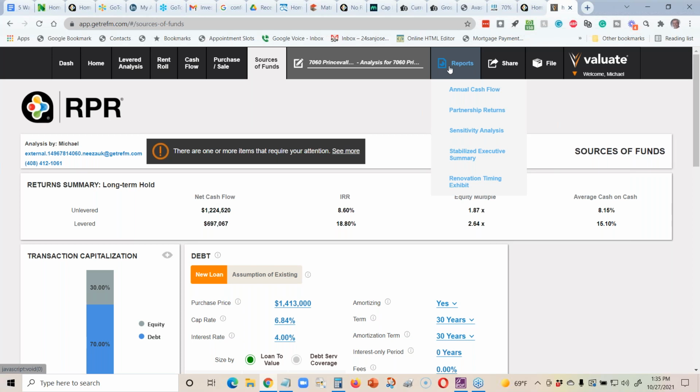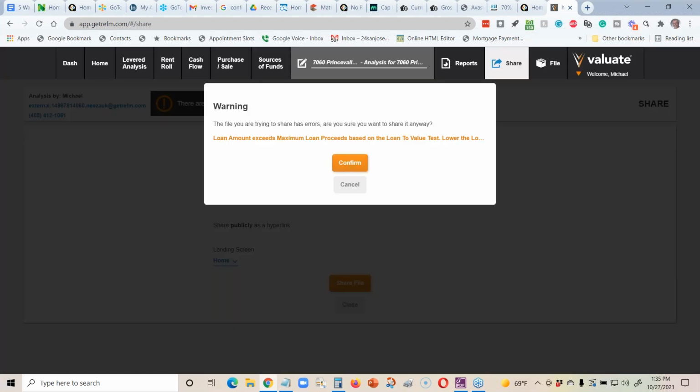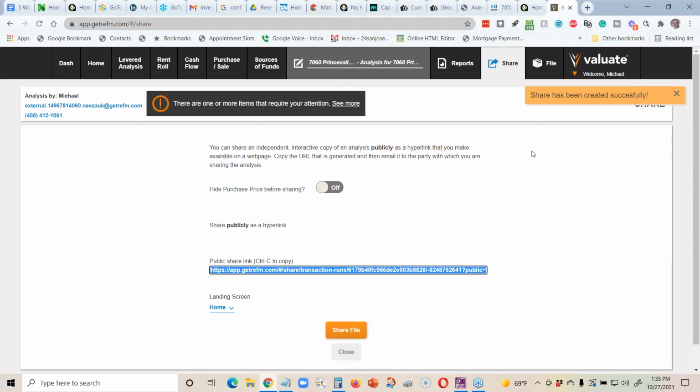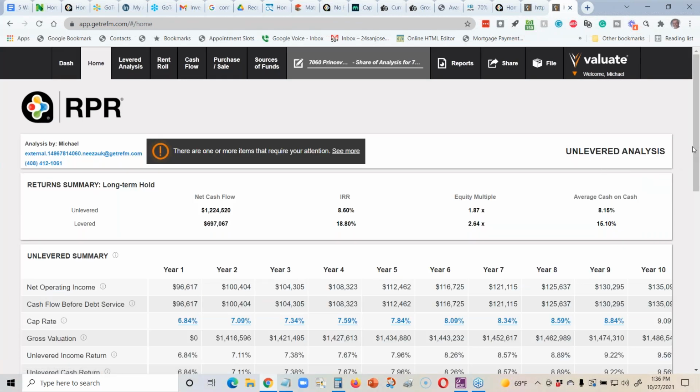One of the things that we can do with this is we could share it. And by sharing it, it means we could share it as a hyperlink. They'll give us a link, right? And so it's giving me loan amount exceeds maximum loan on the loan to value ratio. So I'm going to have to let me go back to that. One of the nice things about the program, it'll remind you if you need to fix stuff. I almost always have to fix stuff, but you see that link that was created is a link. We'll see what this looks like, that I could share with a client.